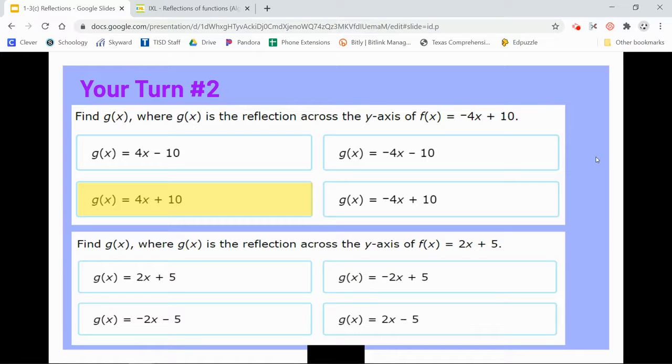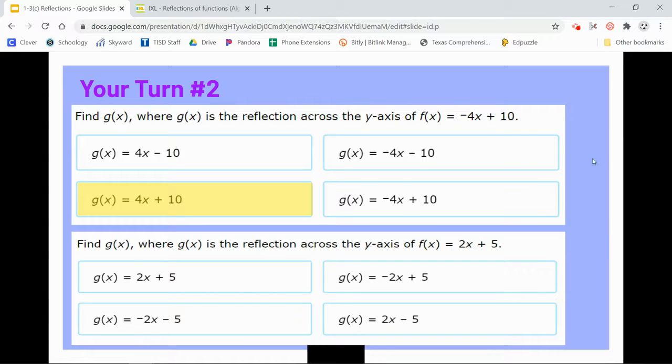This time it's not affecting the entire equation. It only affects the value connected to x. So the value connected to x was negative 4x, so that had to become positive. Everything else will stay the same. So when it's going across the x-axis, it affects the entire equation. When it's going across the y-axis, it's only affecting that x.